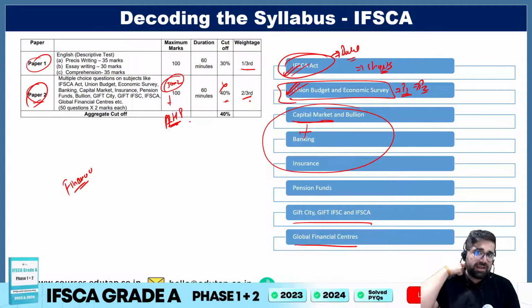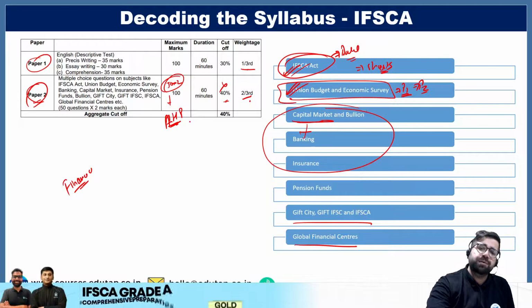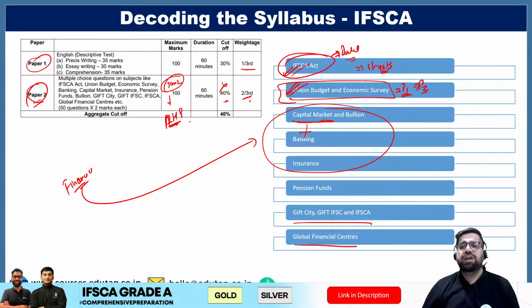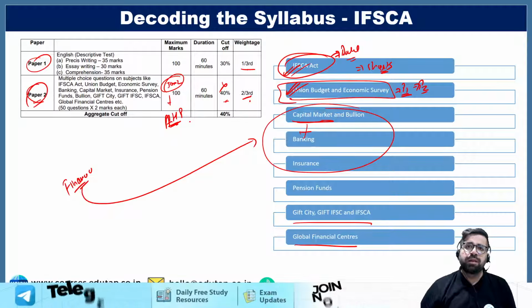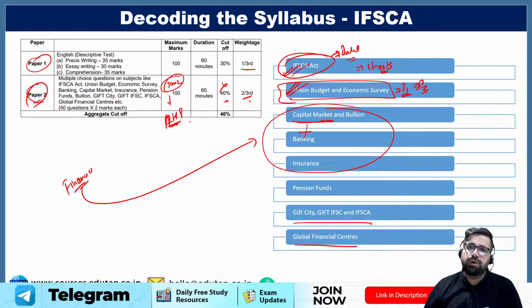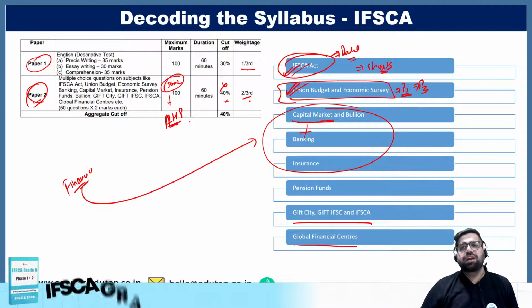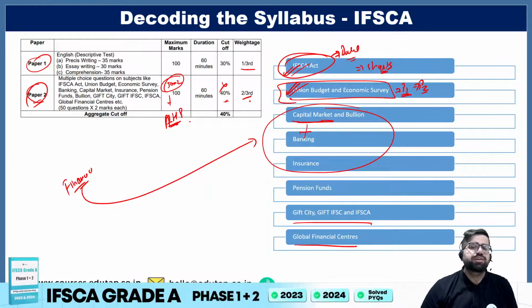You are seeing finance in phase 1 paper 2. In the same preparation, you can do the components of capital market and banking also, right? Equity is a capital market component, debt is also a capital market component. So will you study anything extra? No, whatever you have studied in phase 1 you can continue in phase 2 as well, right?